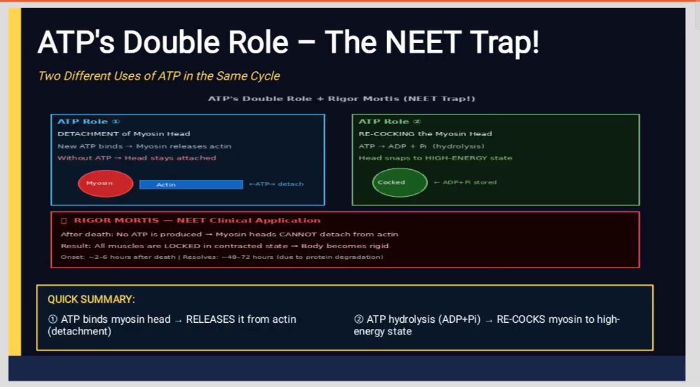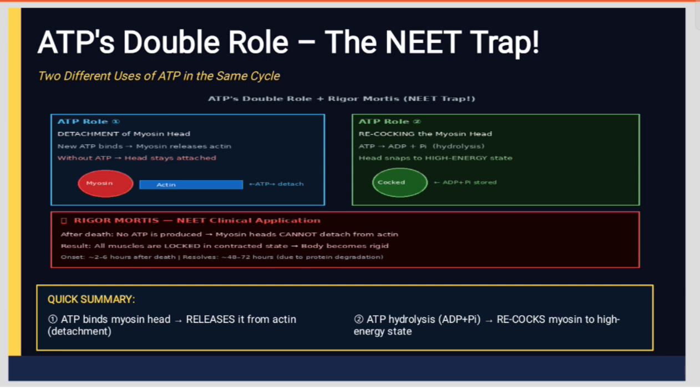Now this slide shows the ATP double role, the NEET trap. The NEET examiner loves ATP not because it is the energy currency of the cell, but because in muscle contraction ATP does two completely different jobs in the same cycle. If you confuse them, you lose marks. Let us make sure we understand what happens.